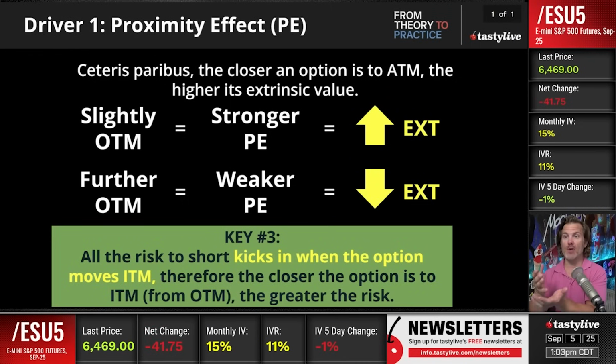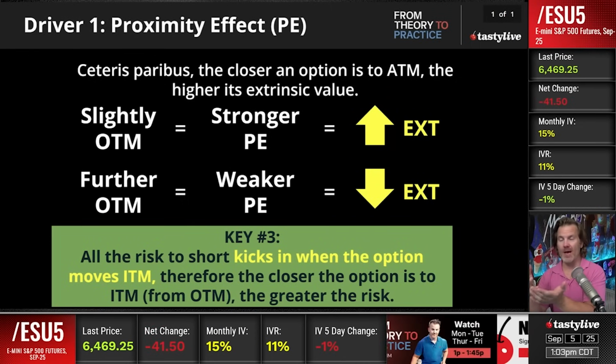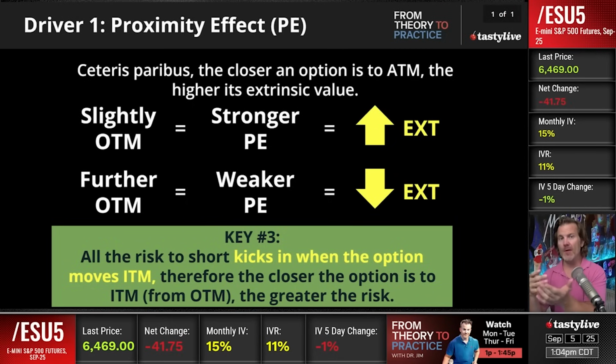Now, that doesn't mean you're guaranteed to make money if the option stays out of the money. It doesn't mean you're not going to suffer some negative P&L swings even when the options are out of the money. All those things are true. But when we start talking about the catastrophic risk, the big outlier risk, none of that is going to happen until the option goes in the money.